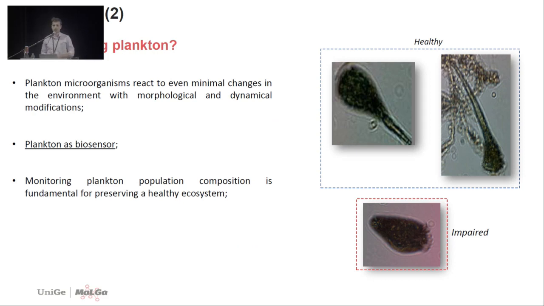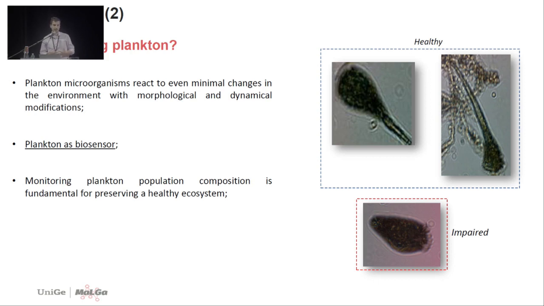Now the question is, why should we study plankton? Plankton microorganisms can react to even minimal changes in the environment with morphological and dynamic modifications. If we look here on the right of the slide, we can see an example of a freshwater monocellular plankton, which is called stentor. In the top images, the stentor is healthy, in particular it is swimming and feeding, while in the bottom it is reacting to a chemical perturbation and it's impaired, so there is a consequent cell shape modification. Same species, but two completely different shapes.